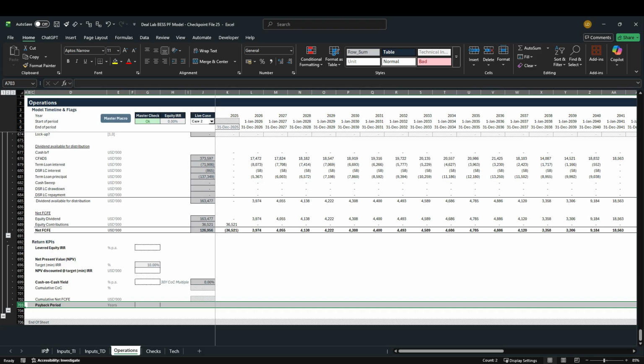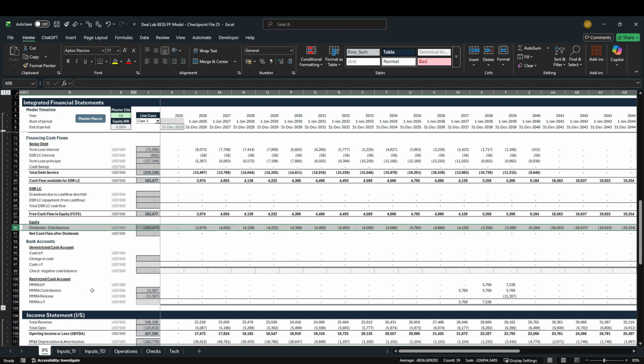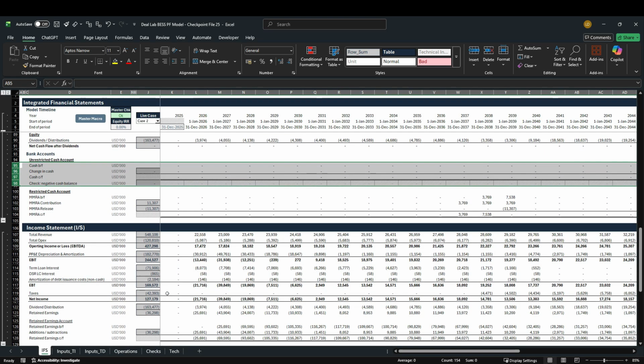And finally, let's move to our integrated financial statements, where you will also be able to see our free cash flow to equity in row 87, which is then fully distributed as dividends in row 90. And now look at our cash account. Our cash never turns positive because now we fully distribute it as dividends. The only cash that we ever build up is in our restricted cash account for the major maintenance reserve account, where we save up for our scheduled augmentation events.